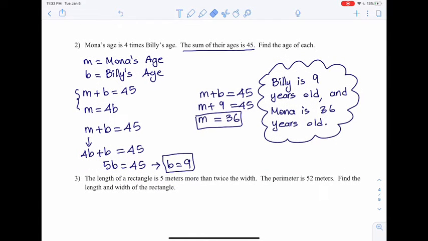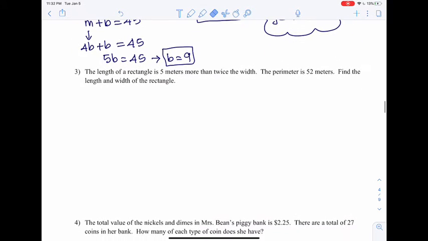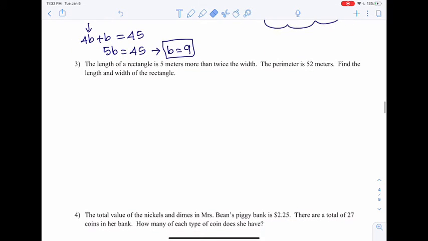Okay, let's move on to the next question. The length of a rectangle is 5 meters more than twice the width. The perimeter is 52 meters. Find the length and width of the rectangle. For these types of questions, I highly recommend you draw a rectangle to visualize the question.